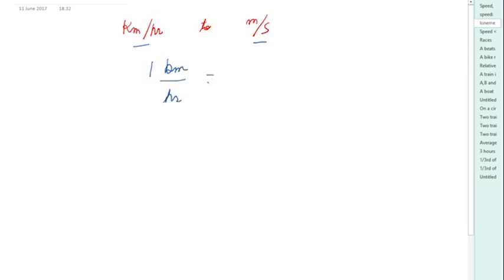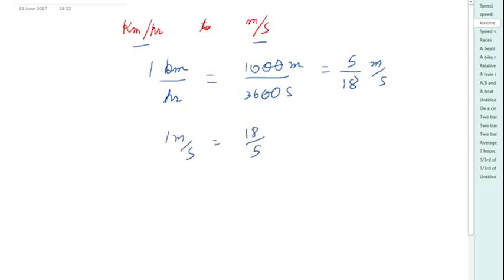1 kilometer per hour is equal to 1000 meters by 3600 seconds. And if you cancel everything, this will come to 5 by 18 meter per second, right? Or 1 meter per second will come to 18 by 5 kilometer per hour. So this is the method to convert. You can just multiply by 5 by 18 or 18 by 5, depending on which direction you are going in.